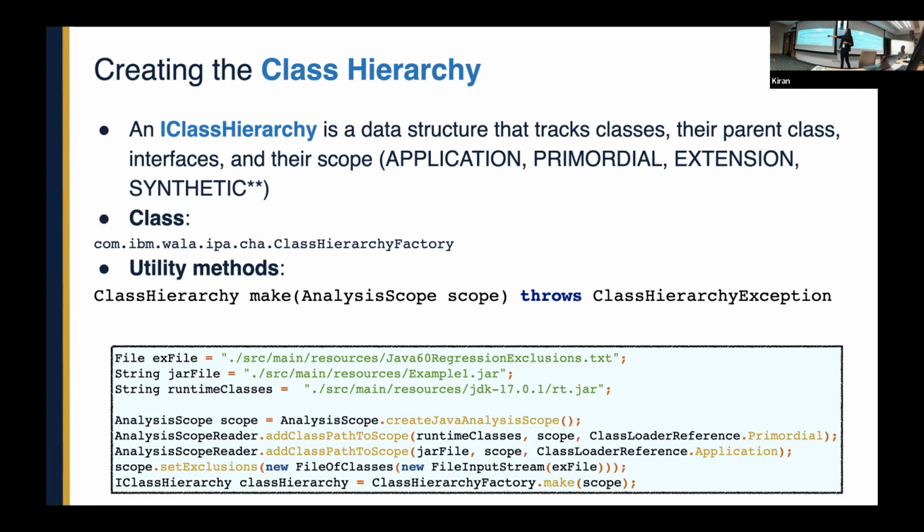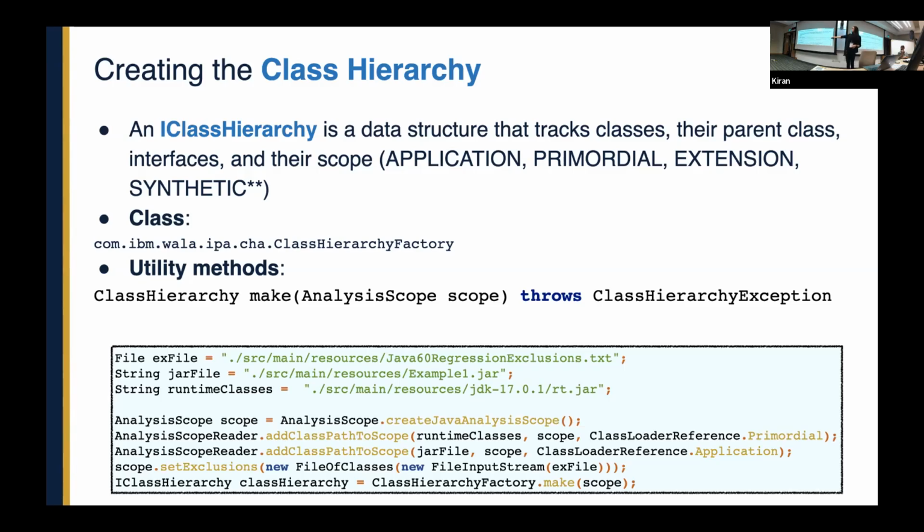So what you can use is the class called ClassHierarchyFactory, and that has a method called make. You pass to it the analysis scope, which already specified your system under test. So once you do that, you call ClassHierarchyFactory.make, you pass the scope, and that method returns you the class hierarchy information.